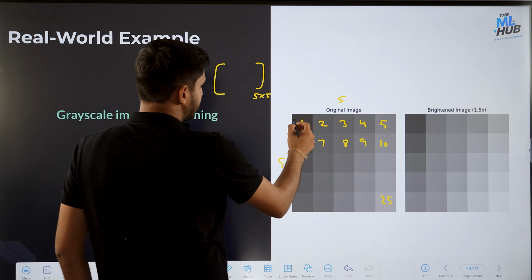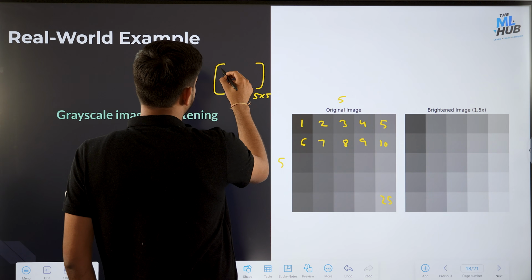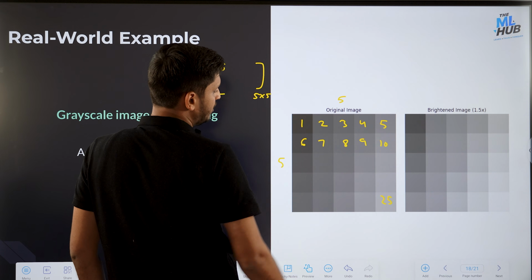So for example, let's say this is completely black. This does not look completely black, but let's say this is completely black, so this will become 0, and let's say this is somewhere halfway around white.